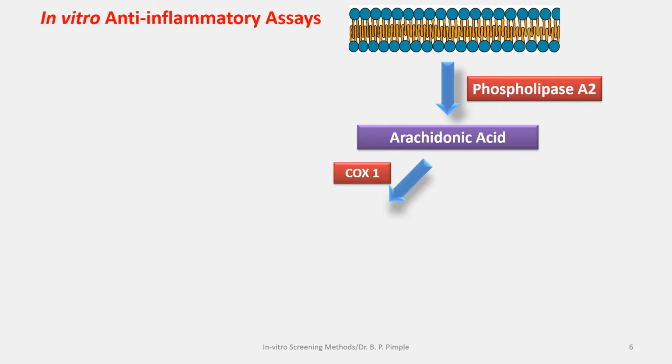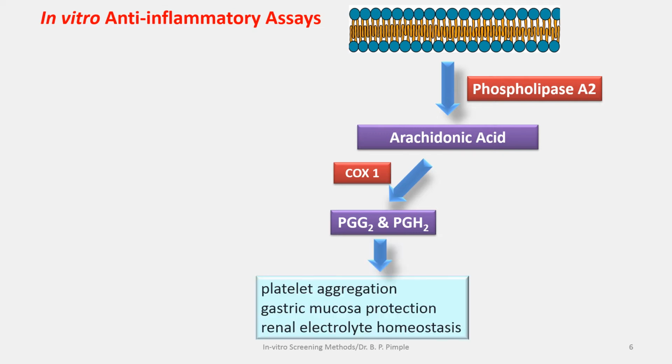And this arachidonic acid acts in two ways. One is by COX-1. The COX-1 enzyme converts this arachidonic acid to PGG2 or prostaglandin H2. Then the same COX enzyme takes these PGG2s and PGH2s towards the platelets and causes the aggregation of the platelets. It also protects the gastric mucosa and maintains homeostasis, that is the balance of electrolytes in the kidney, or more specifically in the nephron, proximal convoluted tubule region.